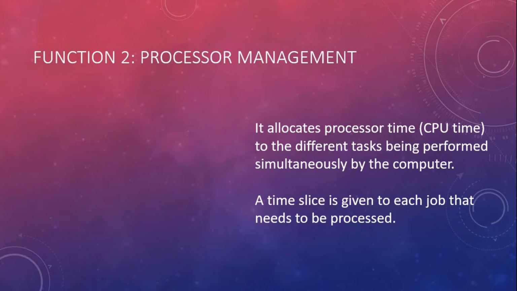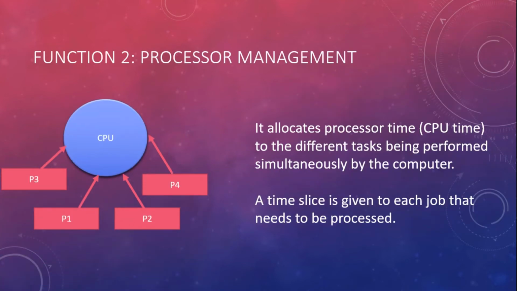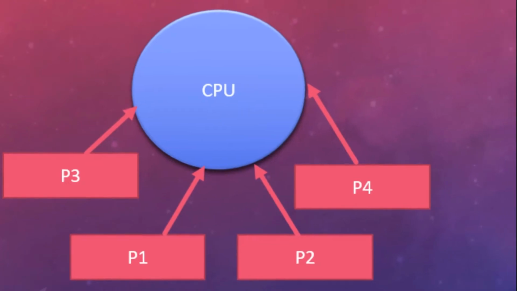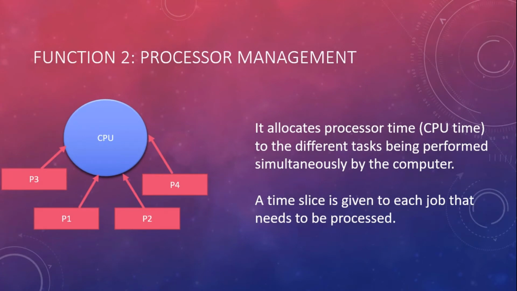At any particular time, there will be several programs that want to access the CPU or the processor. As you can see here, we have several programs: program 1, program 2, program 4, and program 3. The operating system allocates processor time or CPU time to the different tasks being performed simultaneously by the computer. We may have several programs running on your computer system, and a time slice is provided based on their priority, which one needs attention and needs to be processed.